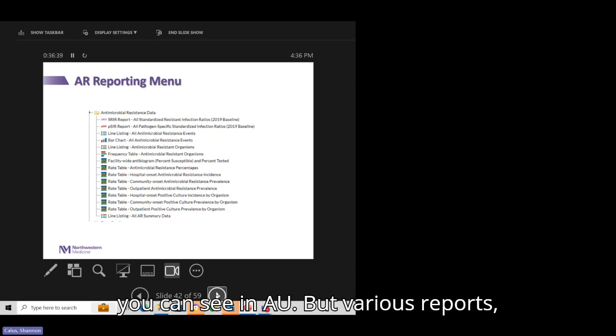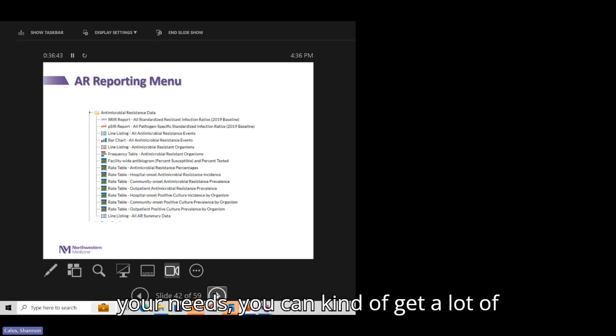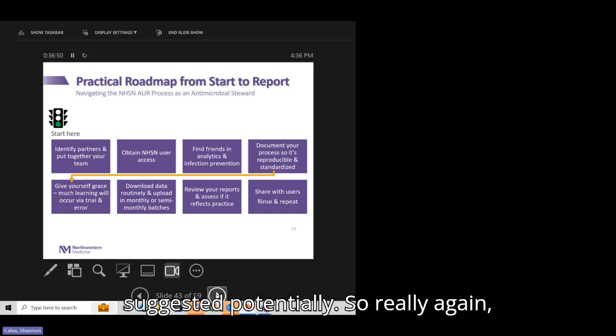so you can do a lot of things very similar to what you can see in AU, but various reports, line listing. So again, based on what your needs are, you can get a lot of information in various ways. This is kind of a roadmap that we've suggested potentially.